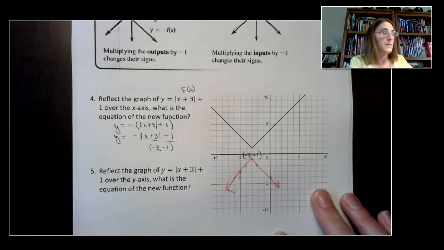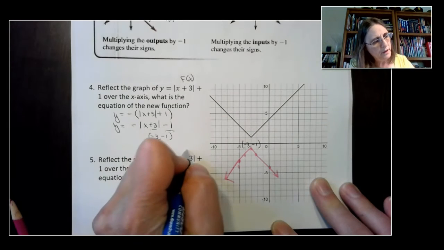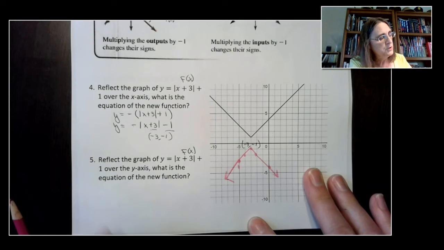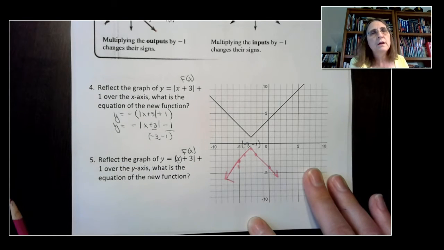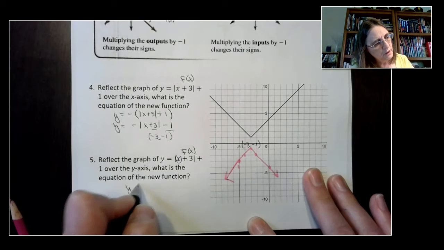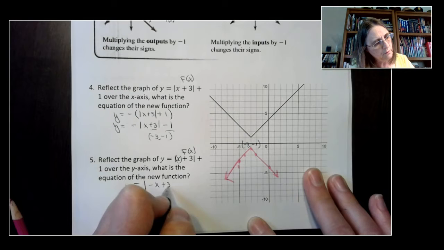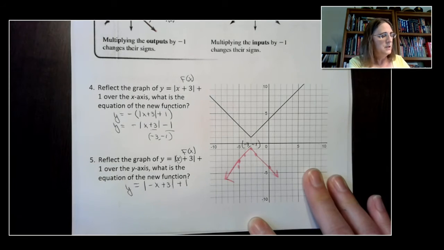All right. Our reflection over the y-axis. Same graph. Again, this is our f of x. And what we're going to do for a reflection over the y-axis is the x gets replaced with negative x. So our new equation is y equals the absolute value of negative x plus 3 plus 1. It's kind of an interesting looking graph because all of a sudden we have a coefficient that's negative here. Let's take a look at what that looks like.